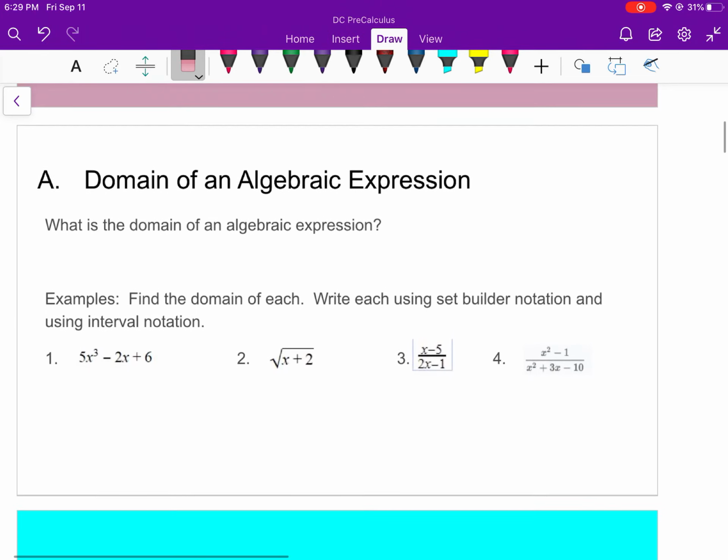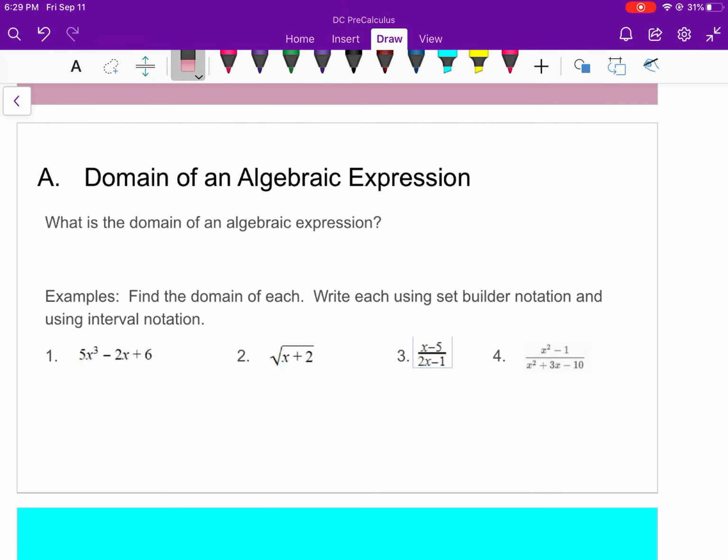And domain is basically what restrictions you have on x, if any. So number 1 is a polynomial. We talked about polynomials in the last lesson. And because it's a polynomial, there are no restrictions on x. For example, there's no square roots of x, x is not in the denominator, etc. So the domain is all real numbers, and I state that by going from negative infinity to infinity.